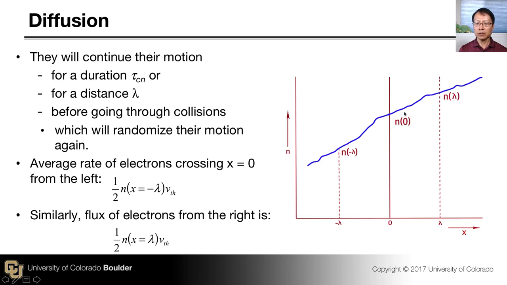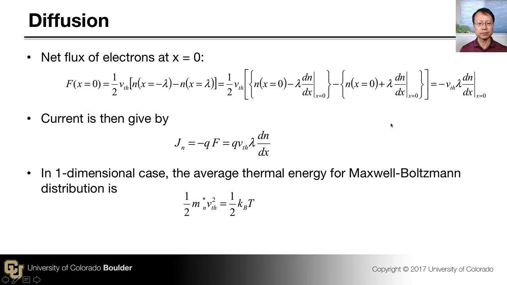contributing to the total electron flux at x equals 0: the half of the electrons at x equals negative lambda moving to the right, at the thermal velocity of course, and then half of the electrons at x equals lambda moving to the left at a velocity equal to the thermal velocity. Those two add up to determine the actual flux at x equals 0.